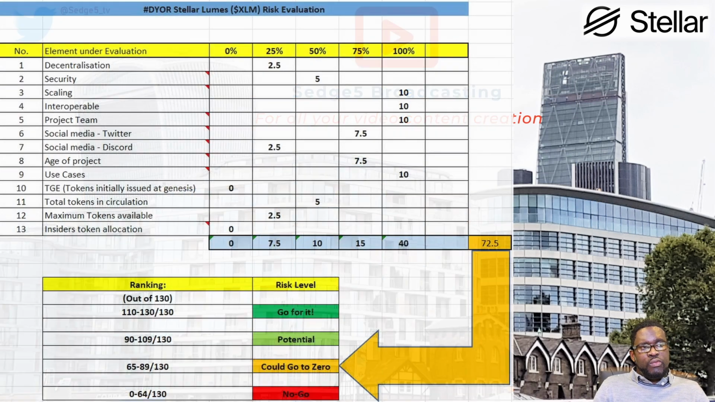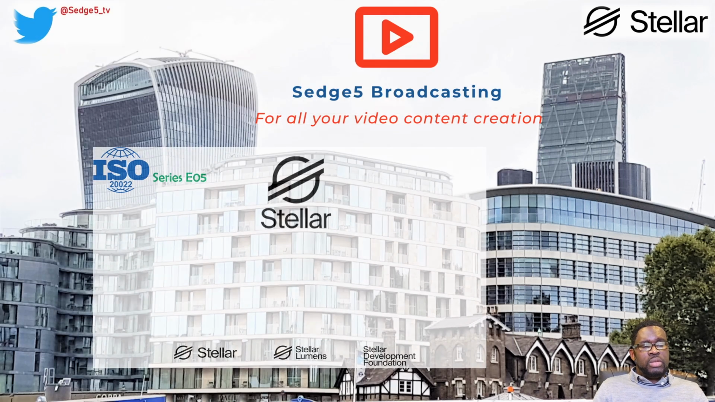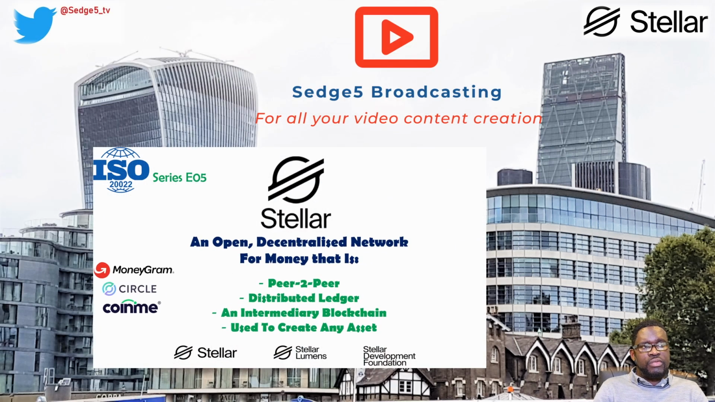The aggregate score for Stellar, according to our own DYOR risk evaluation, is 72.5 points out of 130. Do you guys agree with our allocation? Let us know in the comment section. And 72.5 points out of 130 puts Stellar within the could go to 0 category, which is the most common category according to the results we've come up with across the past several months on all the projects we've looked into. Do you guys agree that Stellar could go to 0?